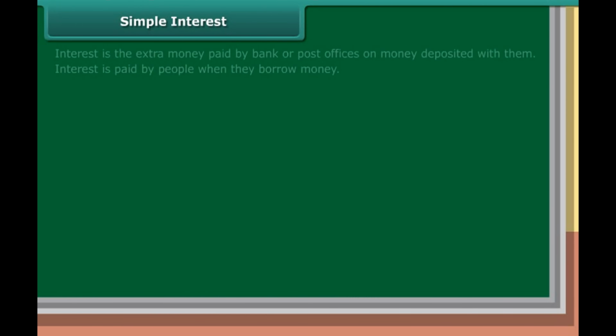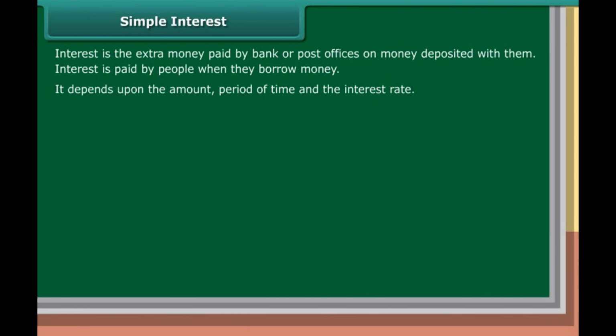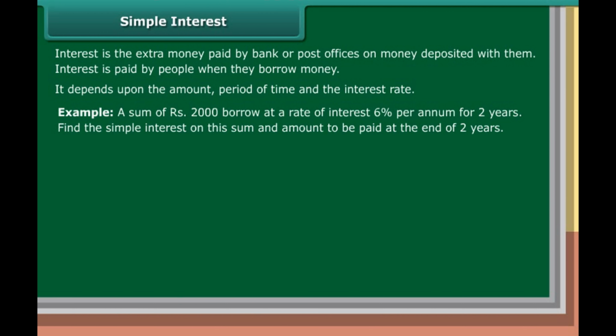Simple interest. Interest is the extra money paid by banks or post offices on money deposited with them. Interest is also paid by people when they borrow money. It depends upon the amount, the period of time, and the interest rate. Example. A sum of rupees 2000 is borrowed at a rate of interest of 6% per annum for 2 years. Find the simple interest on this sum and the amount to be paid at the end of 2 years.